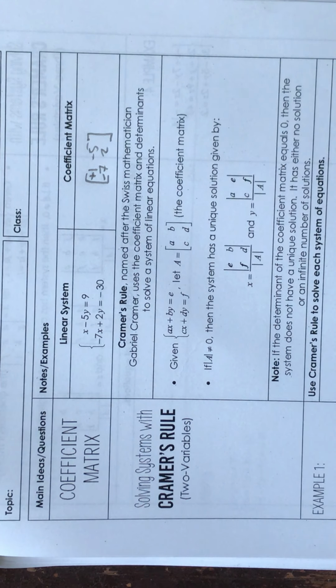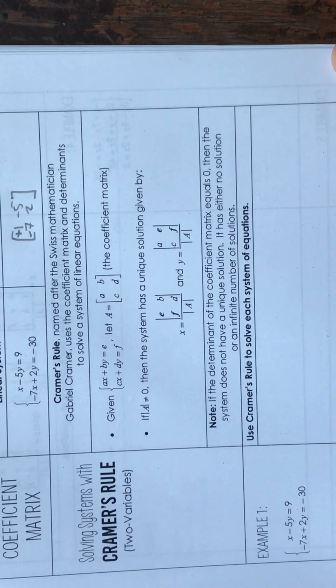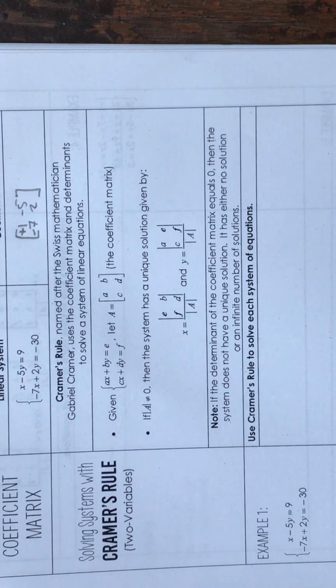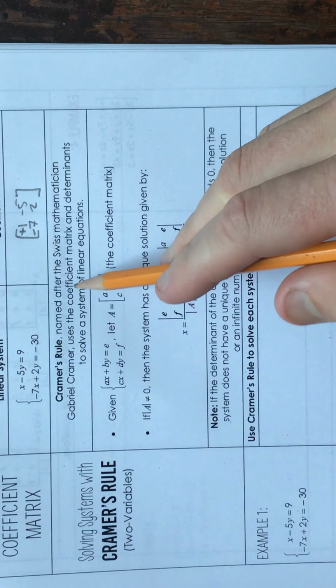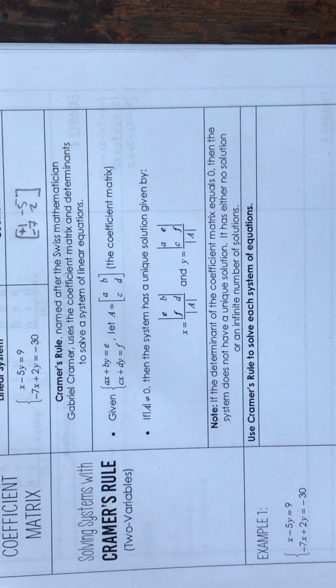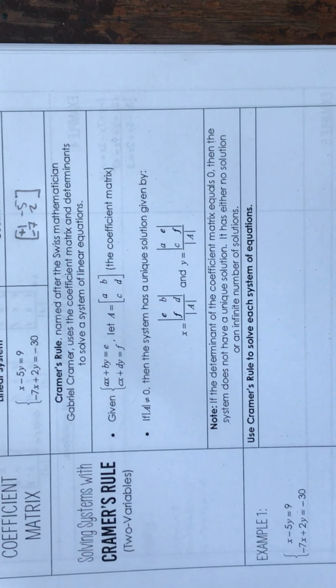So we actually have a system we can use in order to solve systems of equations called Cramer's rule. It's named after a Swiss mathematician, and he basically takes the coefficient matrix and determinants to solve a system of linear equations. So this is what Cramer's rule actually is.